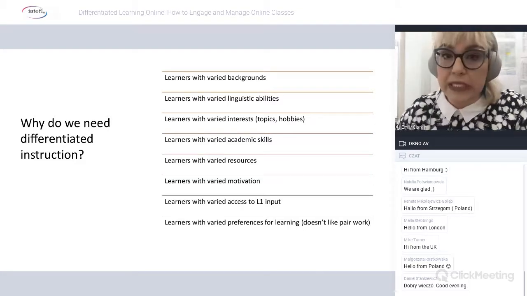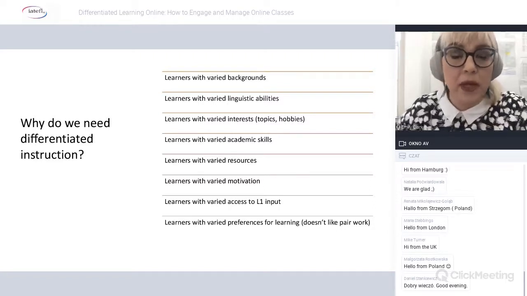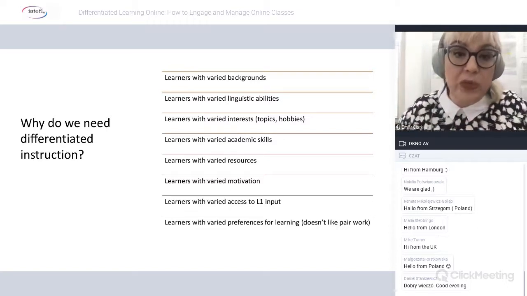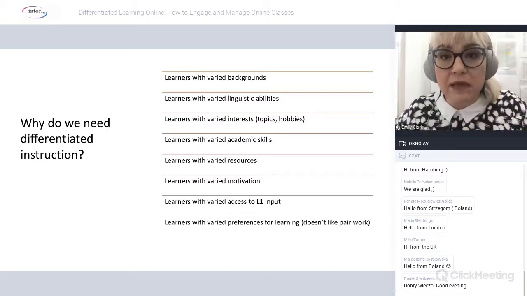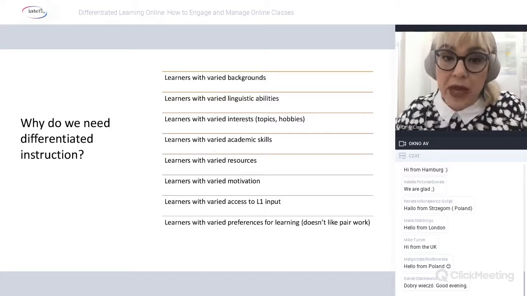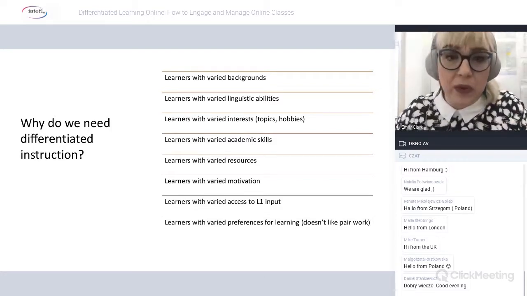Learners with varied resources. So even if you live in the same city, there's no guarantee that you have the same amount of technology at your home, especially if you're teaching online and you're not in a classroom. There's no way to ensure that everyone's coming with the same amount of resources. Varied motivation. Some students really enjoy learning languages, some do not. And again, we know that motivation obviously aids in language learning.